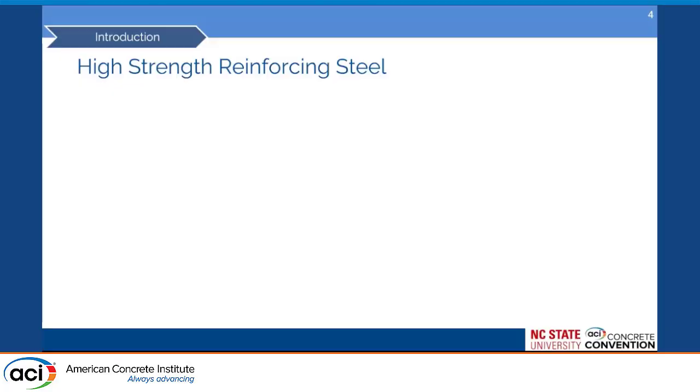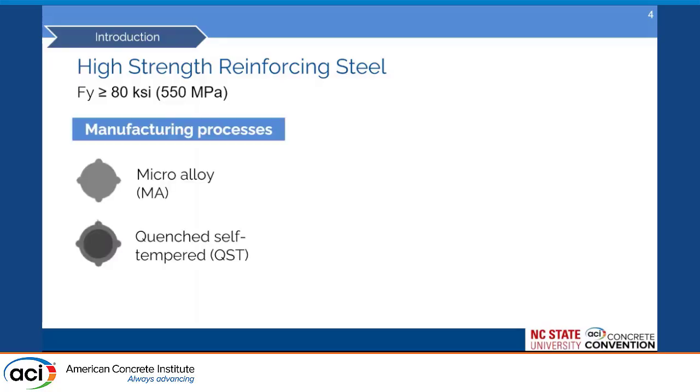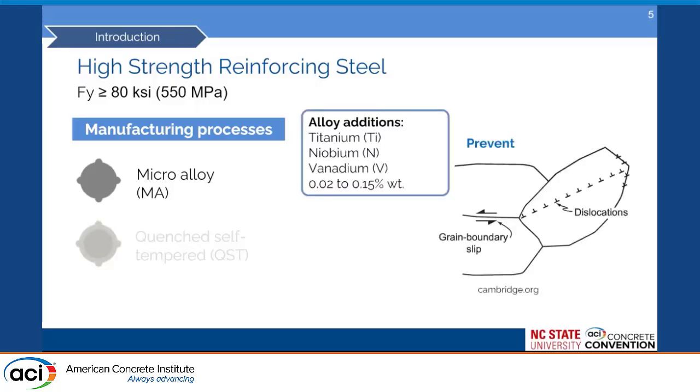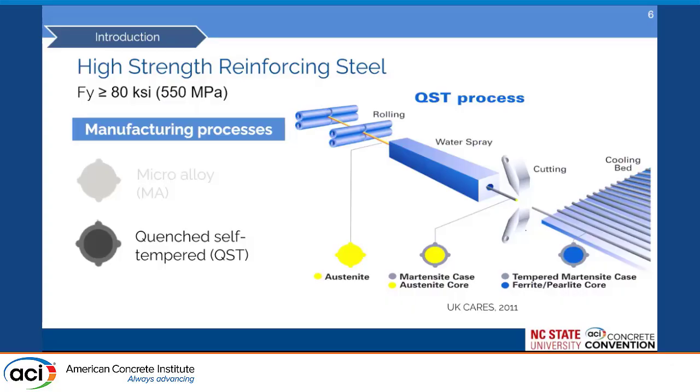So what we are defining as high-strength reinforcing steel is reinforcing steel with yielding strength of 80 ksi or above. Right now in the United States we have two main manufacturing processes. The first one is microalloying, where small additions of alloy are included into the steel to increase the strength. These alloys help prevent the grain dislocation, delaying the onset of yielding.